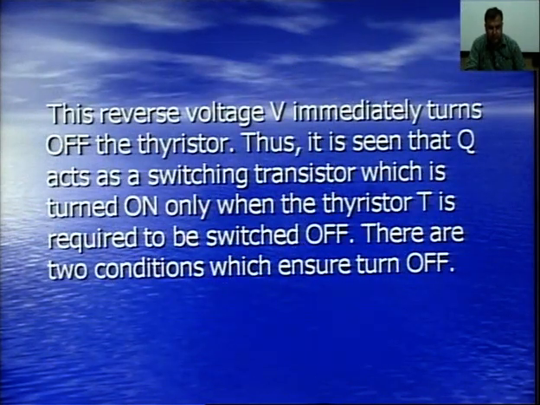This reverse voltage V immediately turns off the thyristor. Thus it is seen that Q acts as a switching transistor which is turned on only when the thyristor T is required to be switched off. There are two conditions which ensure turn off.